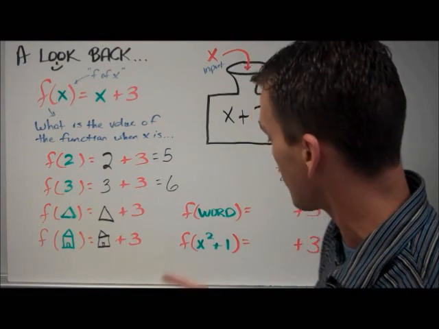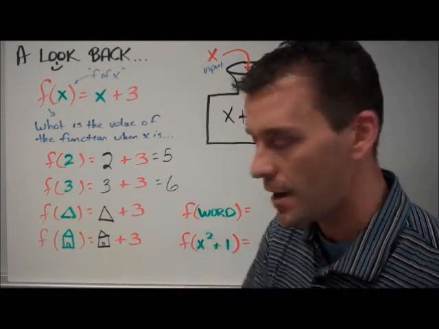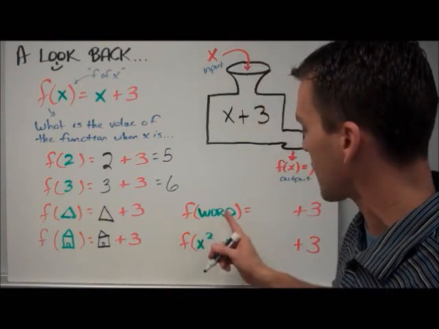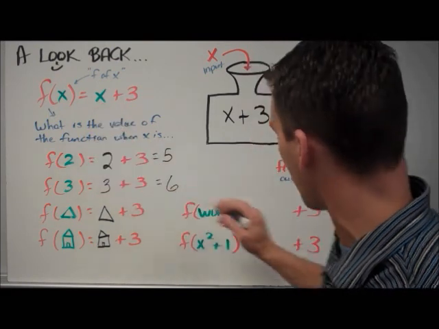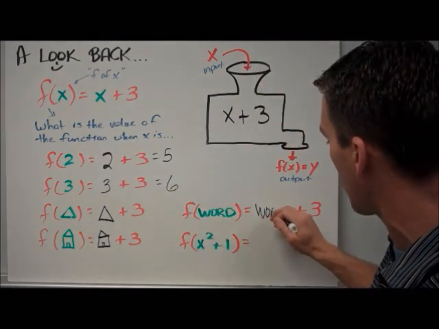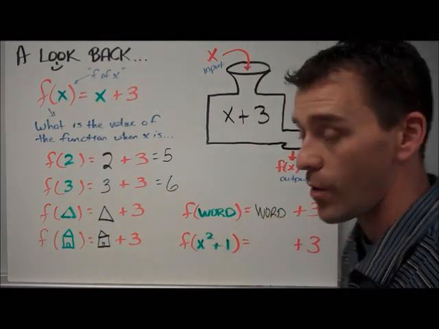Check this out. If I want to find f of word, that means I'm going to put word into x. So I get word plus 3.